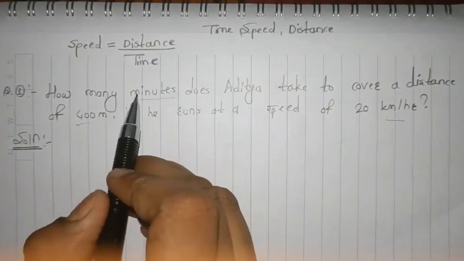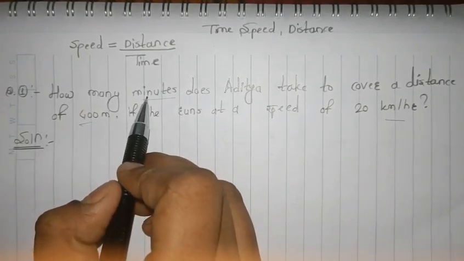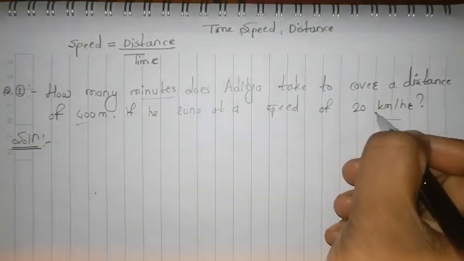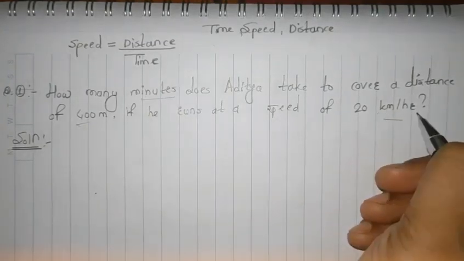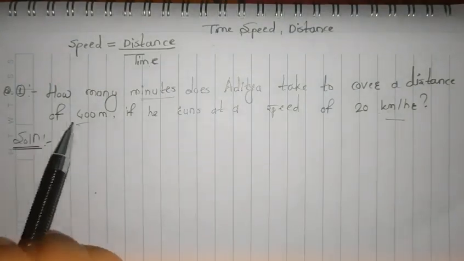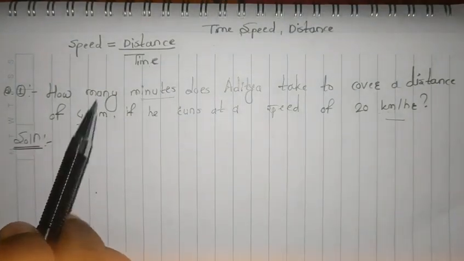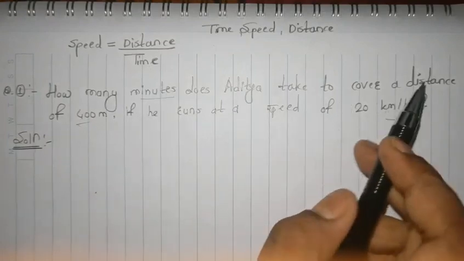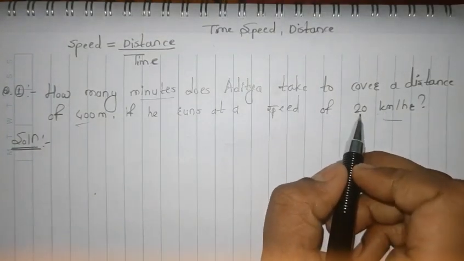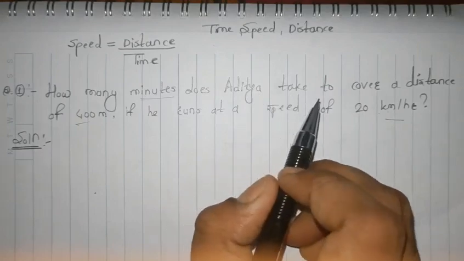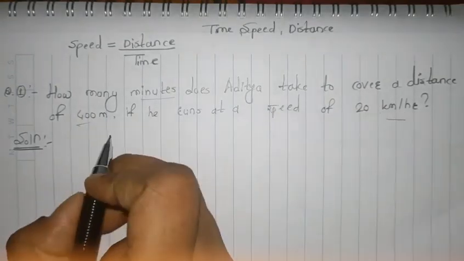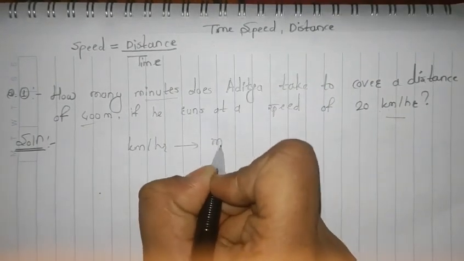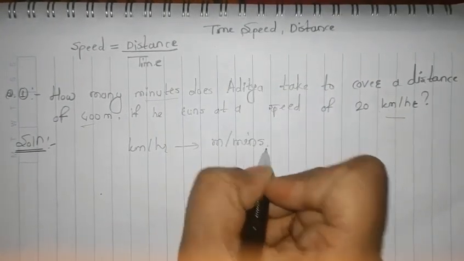If you want to find the time in minutes, first convert the speed into meters per minute. Why? Because we have distance in meters, and we have our time in minutes here. So just go ahead and convert this speed, 20 km per hour, into meters per minute, right? So we have to convert kilometer per hour into meter per minute.